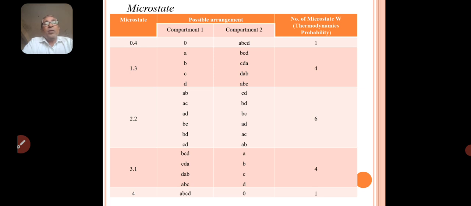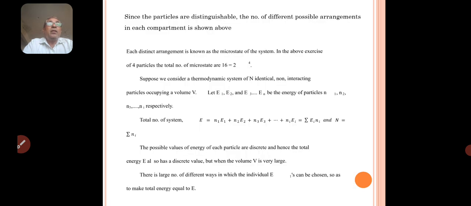In this way, the distribution of the particles is shown in this table. And the last one, that is (4,0): in the first compartment, all 4 particles are there, that is ABCD, and in the second compartment there are 0. Its probability is 1. In this way, this is the distribution of the microstates.